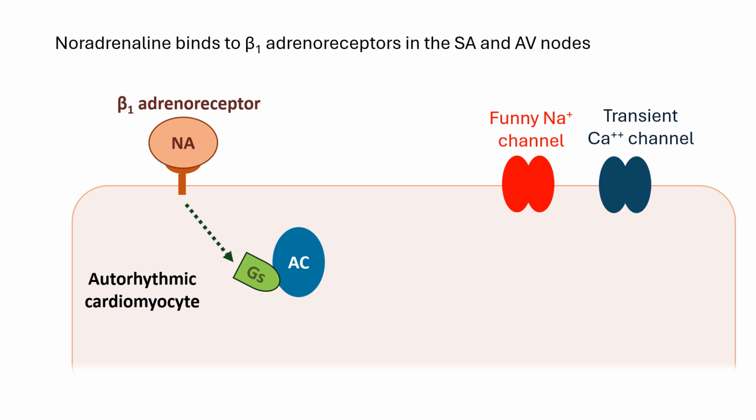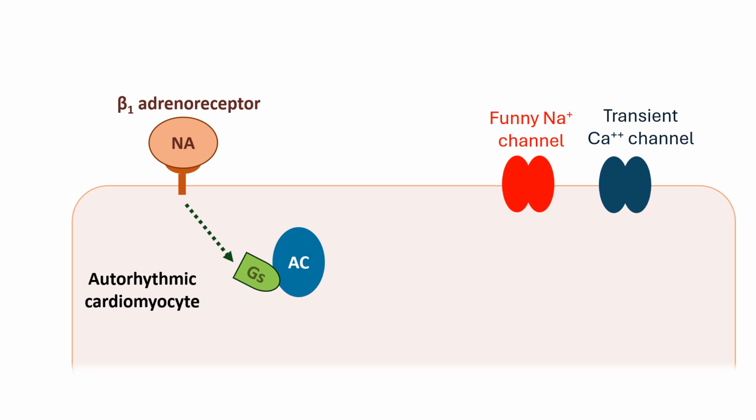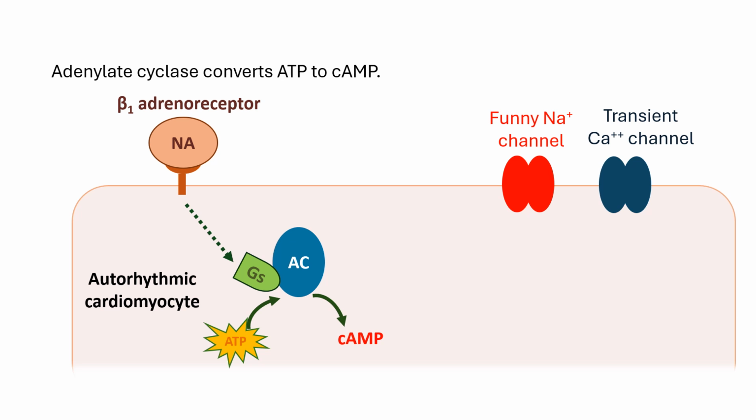Noradrenaline binds to its beta-1 adrenoreceptor, so this is like our ligand before, and it activates a stimulatory G protein. So we go through that whole process, the G protein moves away, the alpha subunit moves away, and the alpha subunit goes off and activates adenylate cyclase. Adenylate cyclase takes ATP and converts it to cyclic AMP. So this is going to drive the levels of cyclic AMP up.